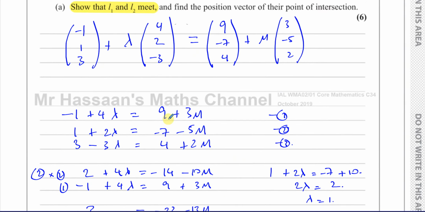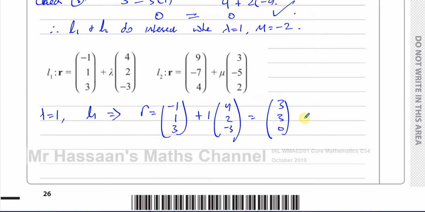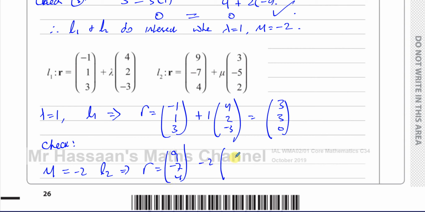It says find the coordinates or the position vector? The position vector. Okay, so that's the position vector of the point of intersection. And as a check to make sure that we've done the right thing, we can see when mu equals -2, that should take us to the same place for line 2. Okay, so for line 2, you have r equals (9, -7, 4) minus 2 times (3, -5, 2). So you have 9 minus 6, which is 3, -7 plus 10, which is also 3, and 4 minus 4, which is 0. So we can see that they're both the same.